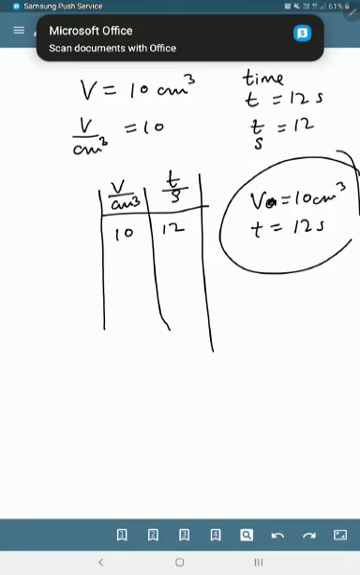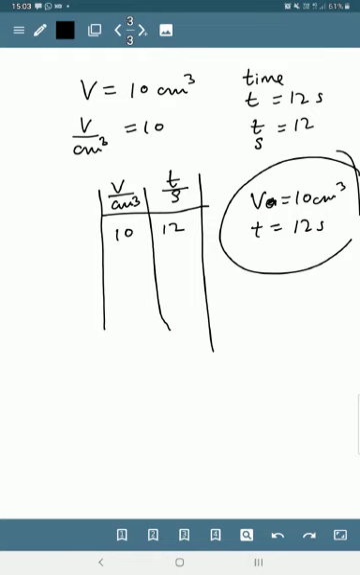So the convention is you always write the physical quantity divided by the unit and express it as a number, and then show a relationship in a table or in a graph. Please excuse my bad handwriting. Okay, so I have explained to you.